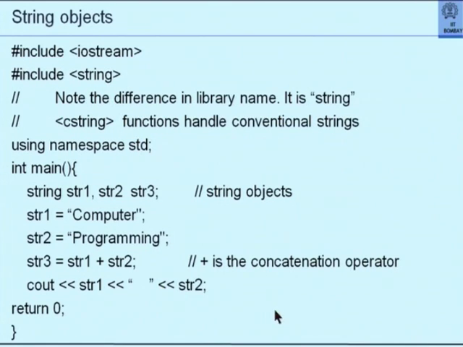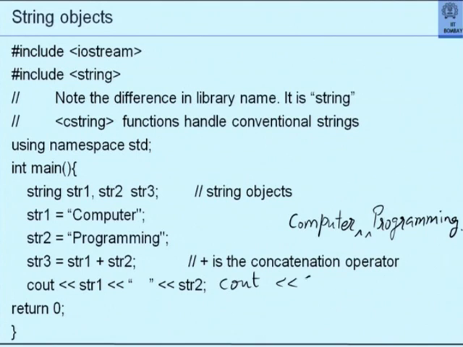What does this cout produce? This will produce on the output "computer", two blanks, "programming", right? Suppose I say cout str3, what will I get?